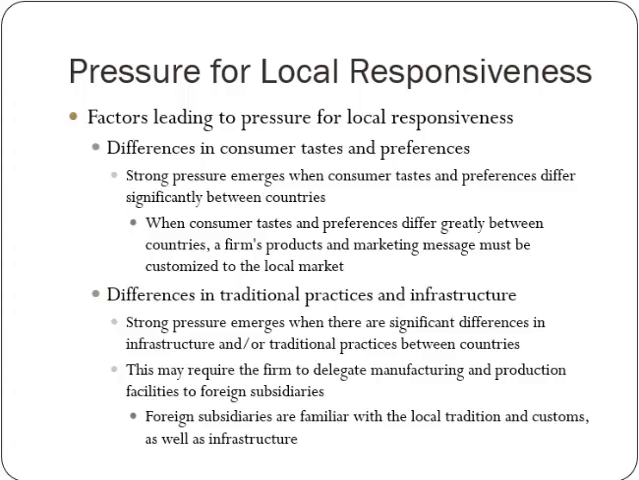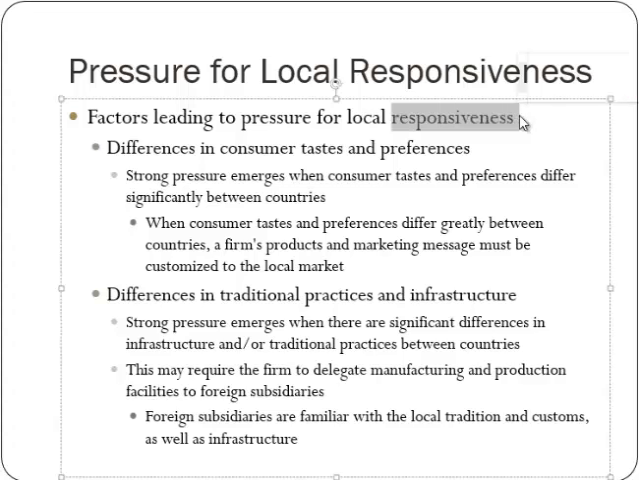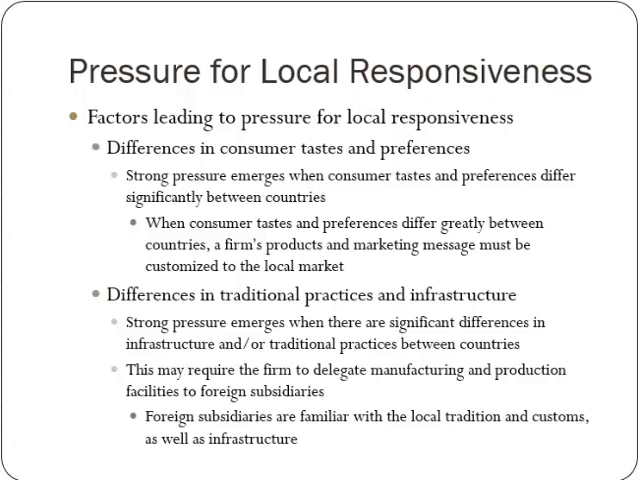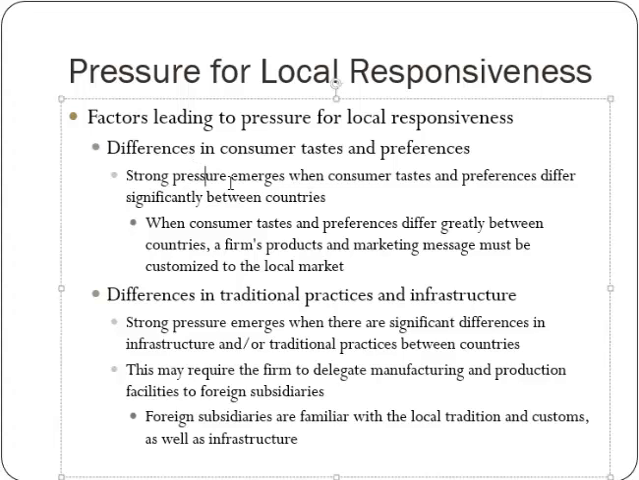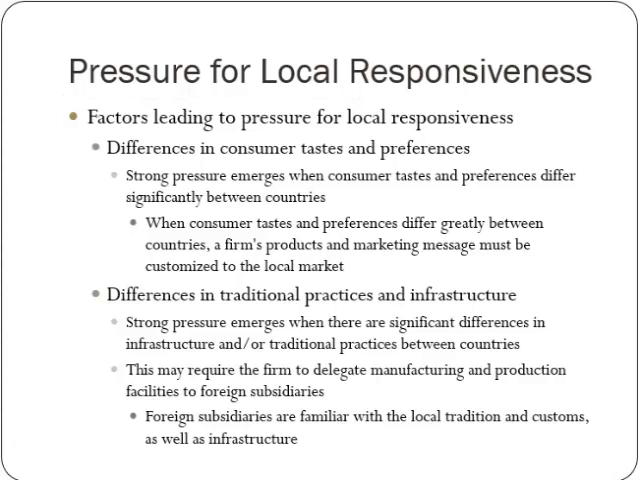And finally, regarding location, we have to look at the idea of local responsiveness. Local responsiveness means how you respond to the market conditions that affect where you're selling your product. Some factors that are relevant to local responsiveness, in other words, lead to pressure to respond to certain aspects of the economy in that area, is differences in consumer tastes and preferences. Pressure emerges when consumers' tastes differ between countries. You may not be able to sell the same product in France as you do in England. Maybe the French have slightly different tastes in terms of food, in terms of products, cars, bicycles, whatever the case may be.